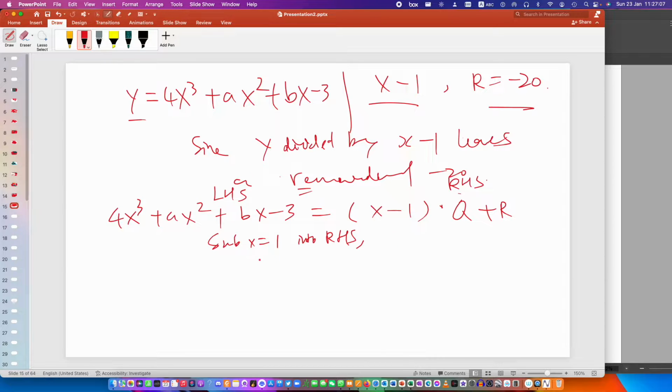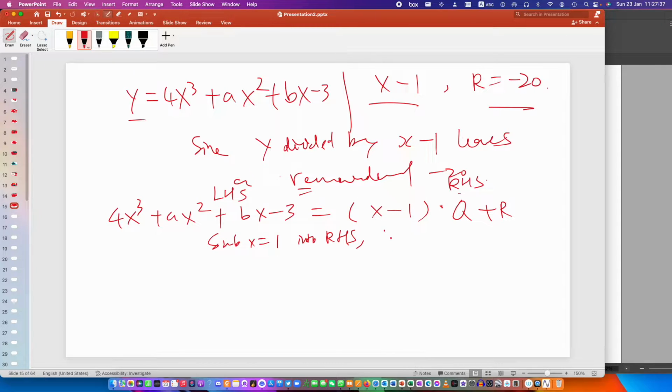Can't you just say sub x equals 1 into RHS and LHS? That way you don't have to do it again. I didn't catch your previous statement. You can say sub x equals 1 into RHS and LHS, then you can do both of them at the same time. Yes, you are right. I'm just afraid that if I jump too far ahead you didn't catch. Oh no, it's fine.